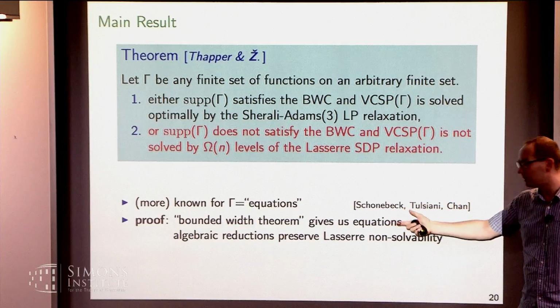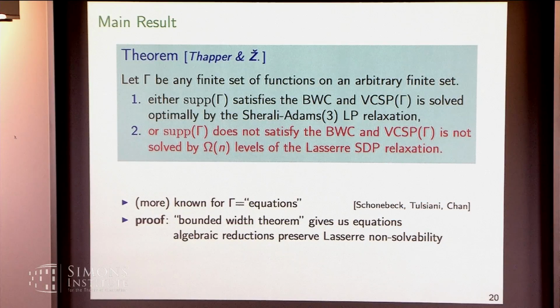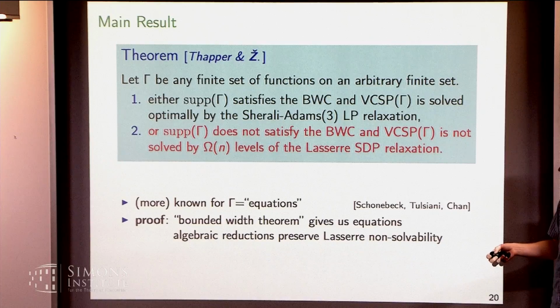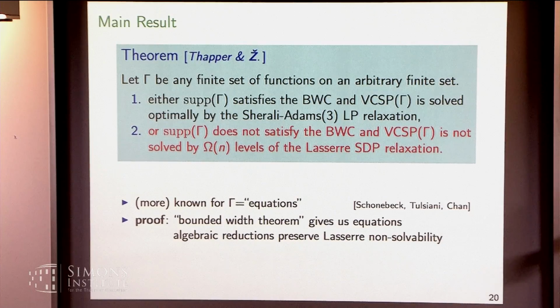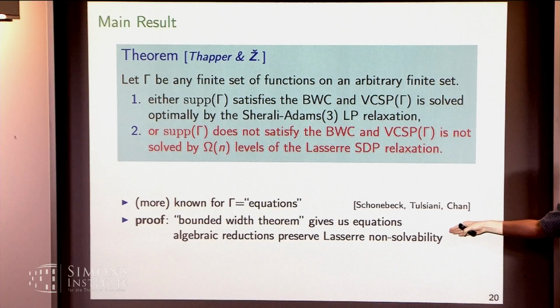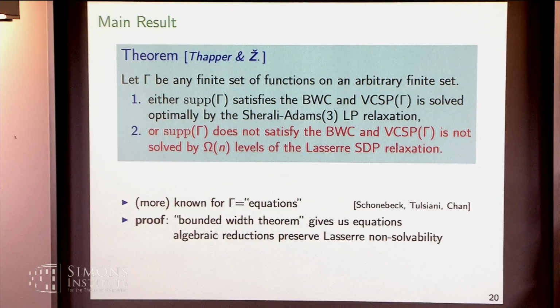And then again, we use the bounded width theorem, which gives us that if the support of gamma doesn't satisfy the bounded width condition, you can get your hands on equations. So the work is to show that getting to the equations doesn't change the non-solvability of the Lasserre linear relaxation. There are these algebraic constructions Libor talked about in the morning, like going to the core, pp-interpretations, pp-definitions, expressibility. That's what you do. All these reductions were known to preserve computational complexity. So what we do, we show that they preserve non-solvability of the Lasserre hierarchy.